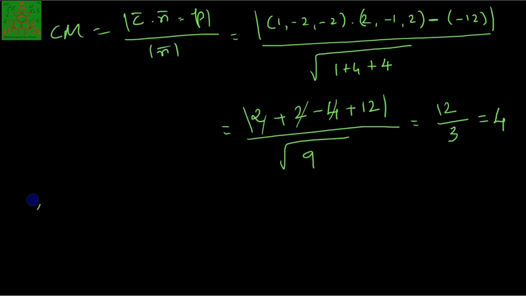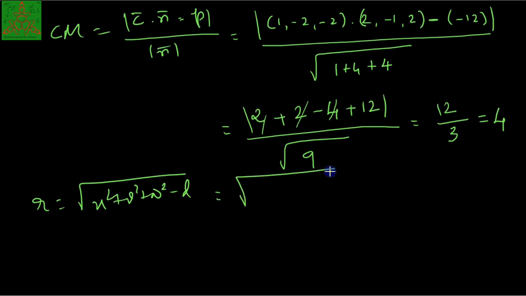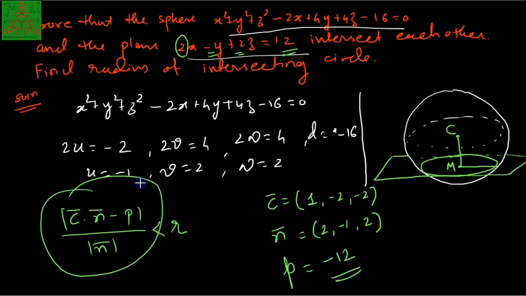And the radius, that is the square root of u square plus v square plus w square minus d, which we have calculated previously, since we have already calculated u, v, w and d.